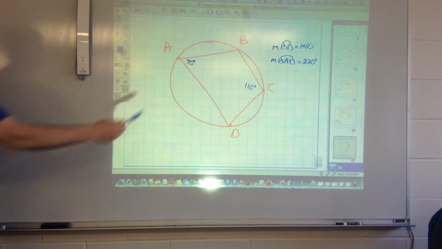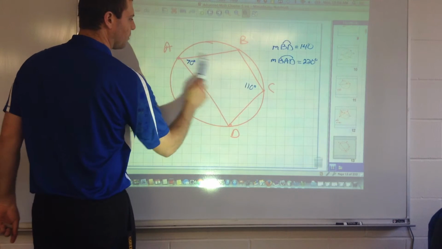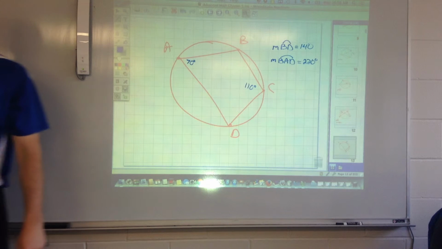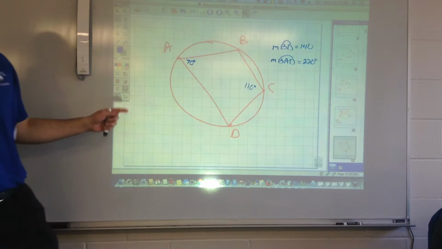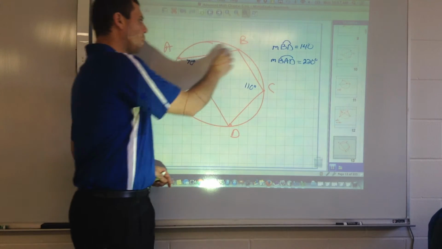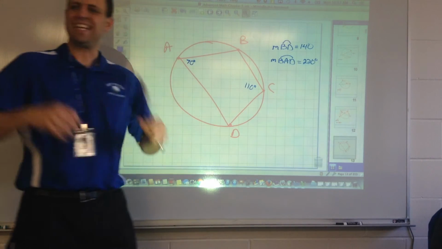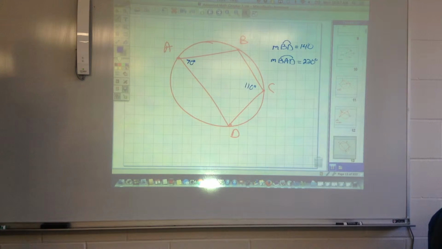What do you notice about these two angles in this quadrilateral, these opposite angles? What do you know about them? They're supplementary. They add up to 180 degrees. That will always be the case when you have a quadrilateral inscribed in a circle. Opposite angles will always be supplementary.